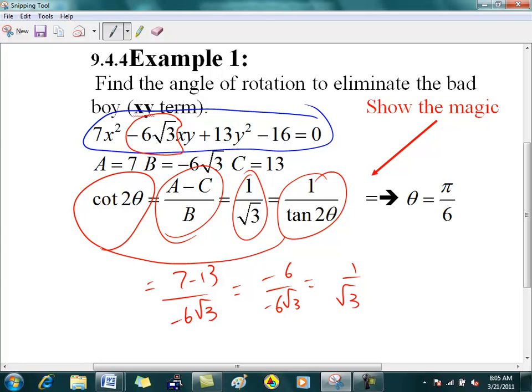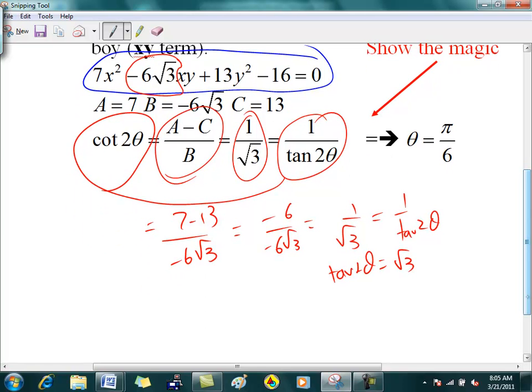So from there, are you guys okay if I conclude that tangent 2 theta is equal to root 3? I just flip both of the sides. You okay on that? Now what do you do, Ian? Remember, what you want to do is find theta. That's your goal. Now what do you do?